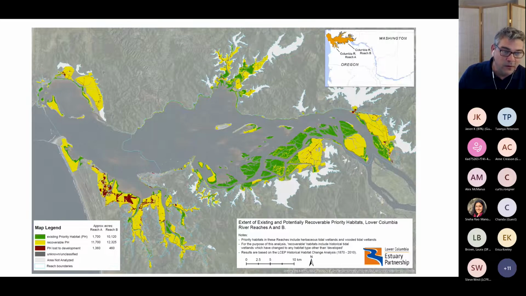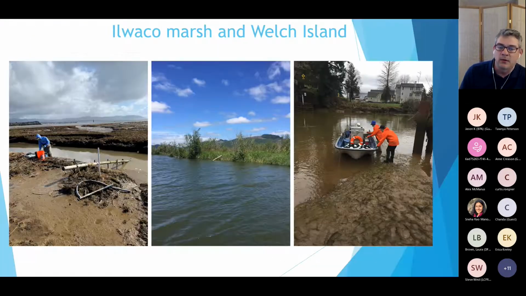So I just want to go over them quickly. I find that these products from the Estuary Partnership are really nice to think about where our sites are relative to the rest of the potential ecosystem marsh. So the green is existing priority habitat. The yellow is technically recoverable habitat, and the red is lost to development and paved over or what have you. And our sites in this area of the estuary, on the left is Ouacco and Welch Island in the center, give you a sense of where they are. And this is what they look like.